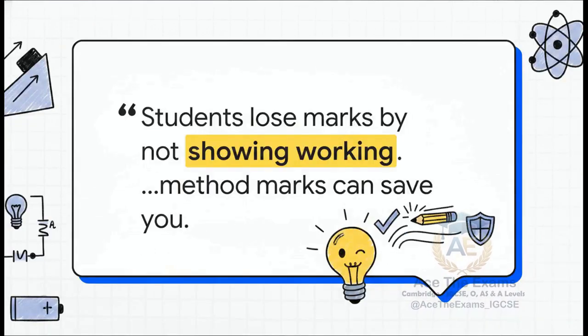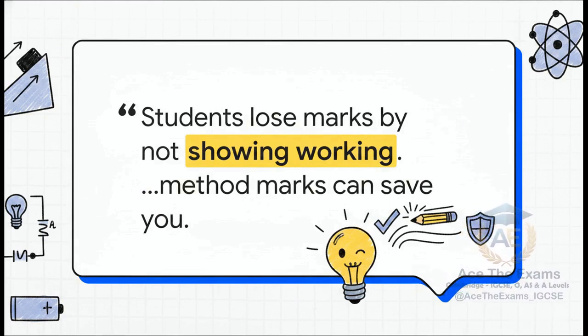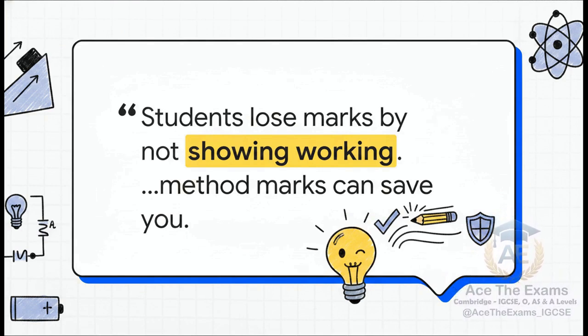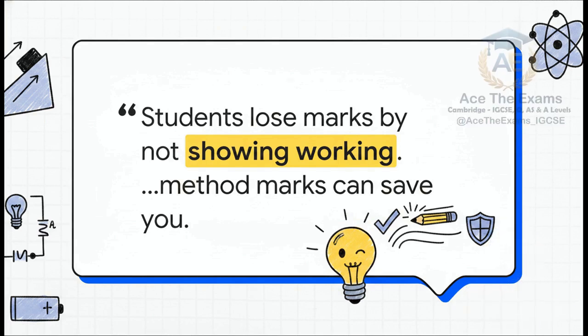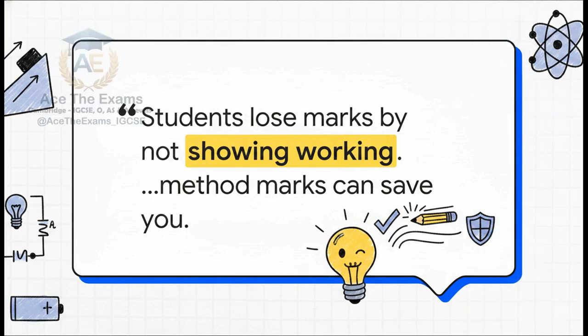Okay, let's dive into this with a massive reality check directly from the people who actually grade your papers. Every year, the principal examiner reports consistently highlight a massive trap that students fall into. Let me read this to you. Students lose marks by not showing working. Even if your final answer is wrong, method marks can save you. This quote right here, this is the ultimate key to your exam survival.